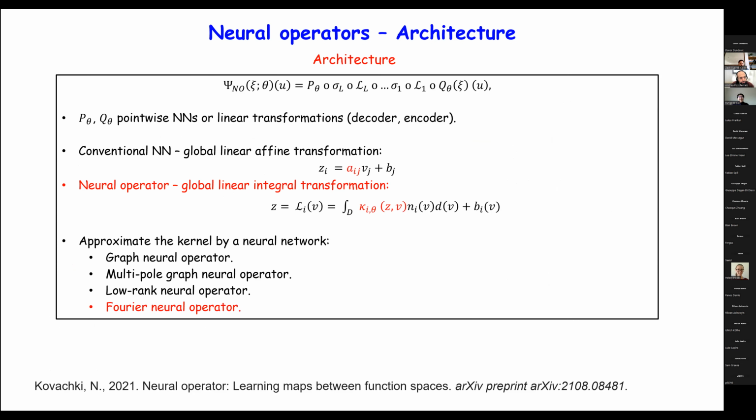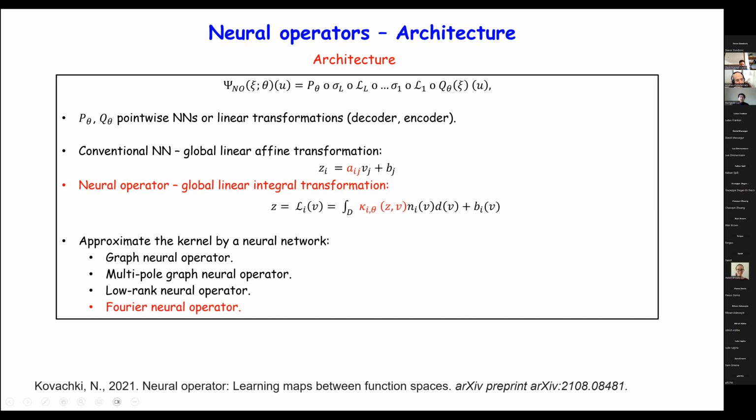It turns out that we can, and we came up with the so-called neural operator architecture, which does exactly what I've said. The key idea behind this is that if we look at the architecture of a classical neural network, the key thing we do is apply a global linear affine transformation to our input in each layer. So that's the first step.